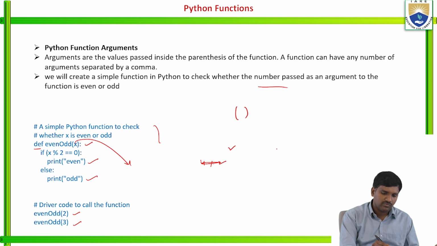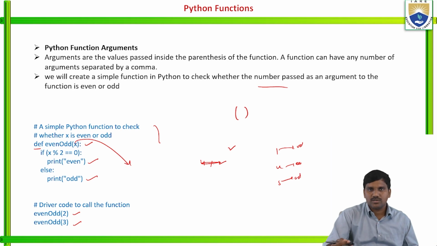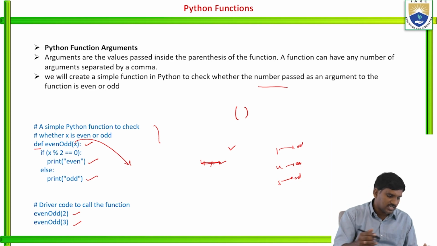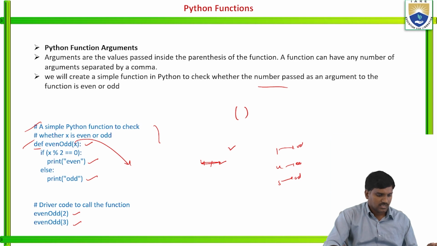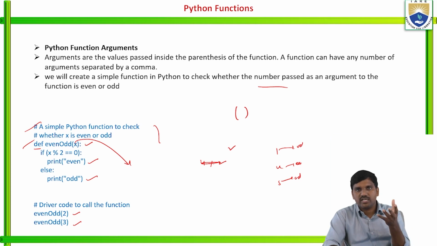So if you give 1, it is an odd number. If it is 4, it is an even number. If it is 5, it is an odd number. So 2 is both even and odd number, like that. So this is just an example program for Python function arguments, to check whether the number passed as an argument to the function is an odd number or an even number.